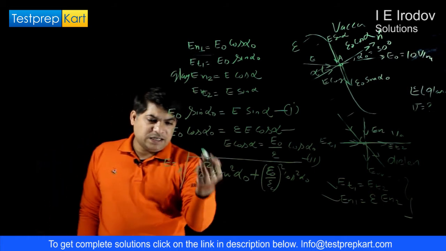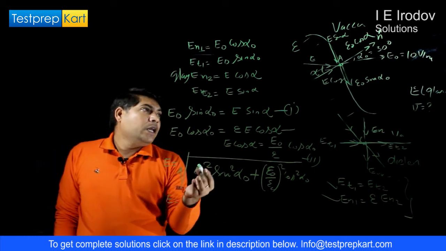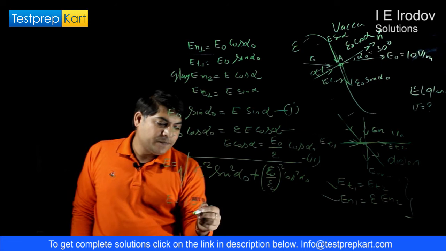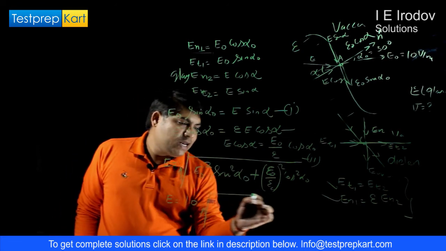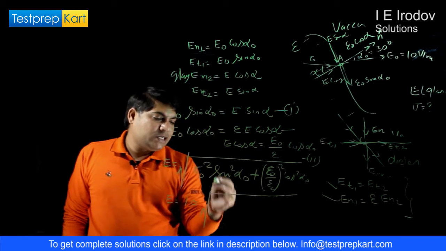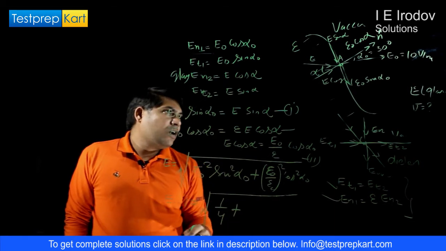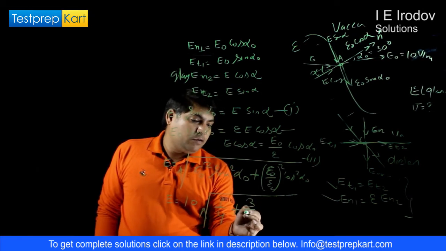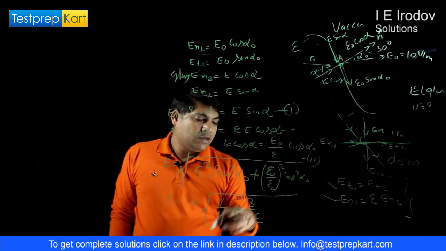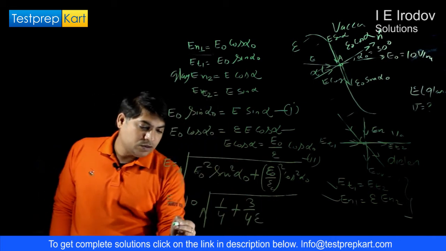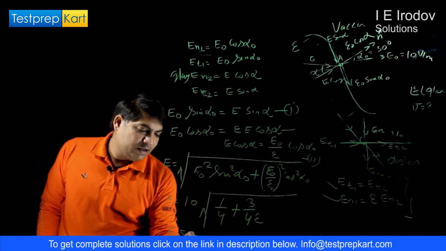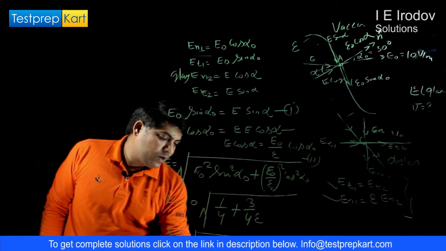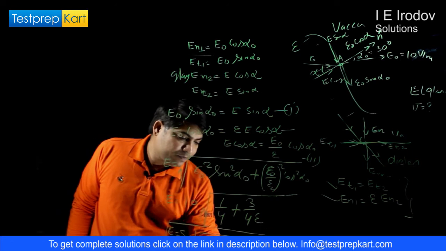We can substitute the value, E naught is 10 volt per meter, so we take E naught out of the bracket. This is 10 under root of sin square 30, which is 1 over 4, plus cos square 30, which is 3 by 4, divided by epsilon square, the permittivity of this medium. So we can write 5 under root 1 plus 3 upon epsilon square. This is the magnitude of the electric field.